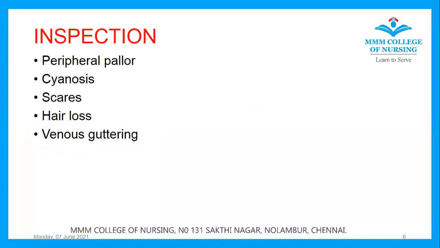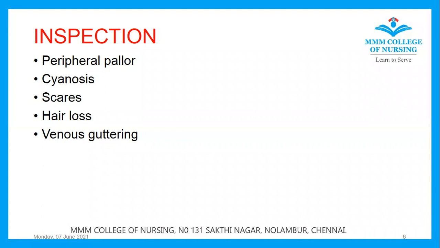Physical examination, first component is inspection. So inspection, we have to observe. Inspection is nothing but observation with the help of your eyes. So visualization in the periphery, in the foot, we have to assess for peripheral pallor. What is peripheral pallor? A pale color of the skin that can indicate poor perfusion. Whether the pallor is there or not, that we have to check.